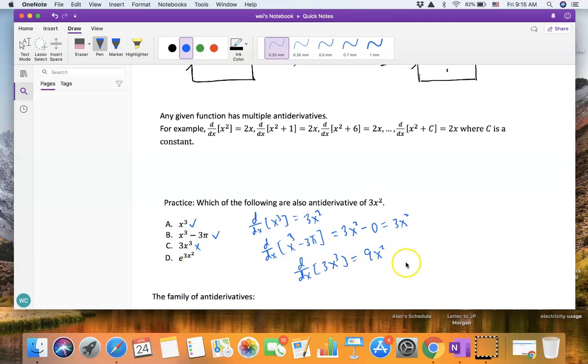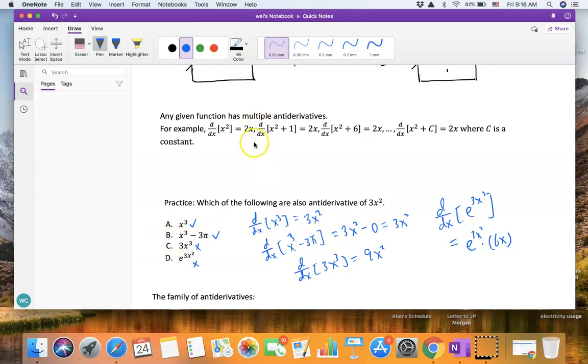And when I take the derivative of e to the 3x squared, for this one we are using the chain rule. So the derivative is e to the 3x squared multiplied by the derivative of the inner function, which is 6x. Okay. So from the given options, only a and b are antiderivatives of 3x squared.